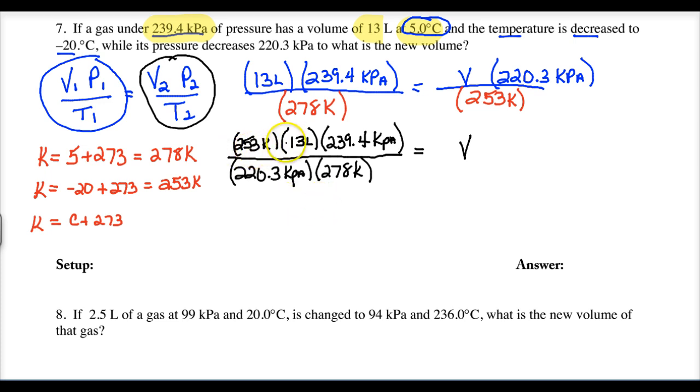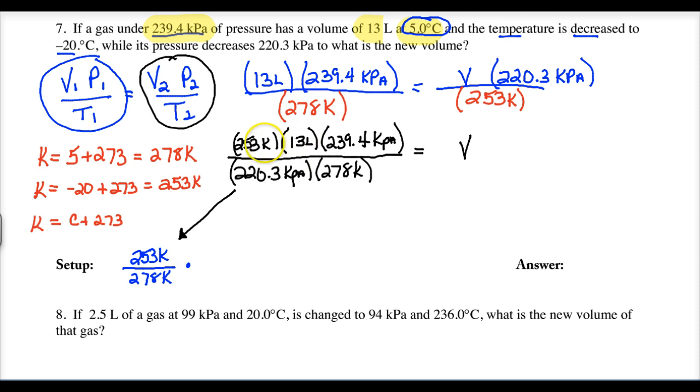If I wanted to find my answer, I can just take 253 times 13 times 239.4 divided by parentheses 220.3 times 278, close the parentheses, equal. But I want you guys to give me the setup because you're going to see some answers that just give you the multiple choice like I have done. So what you do is put like over like. 253 over 278. I'm putting my kelvins over each other. 253 is already on top, so 253 stays on top. It goes over 278 Kelvin.